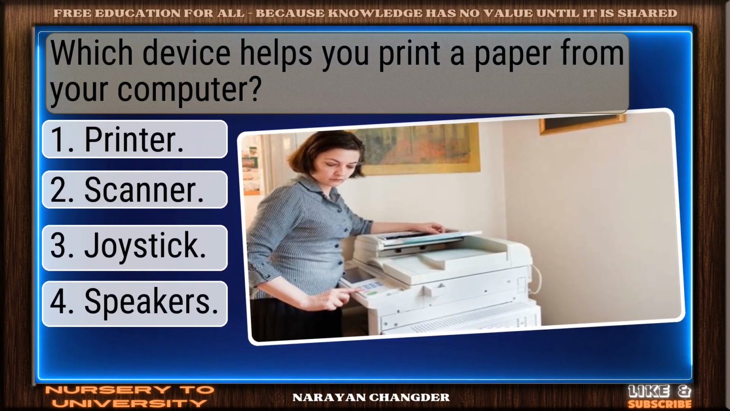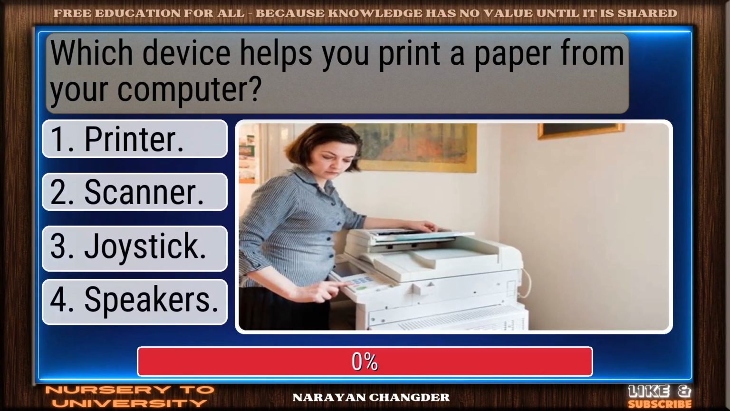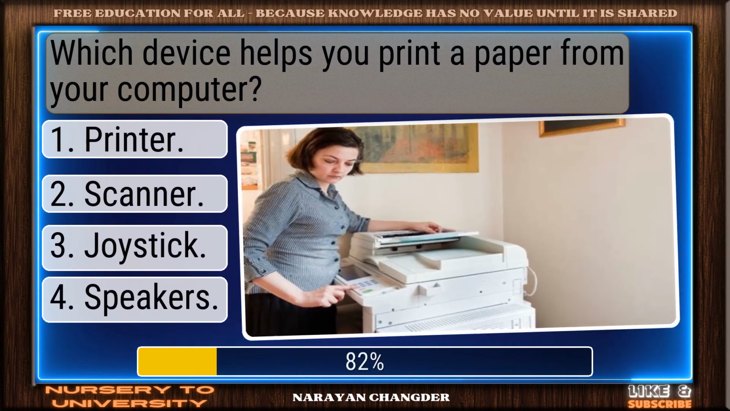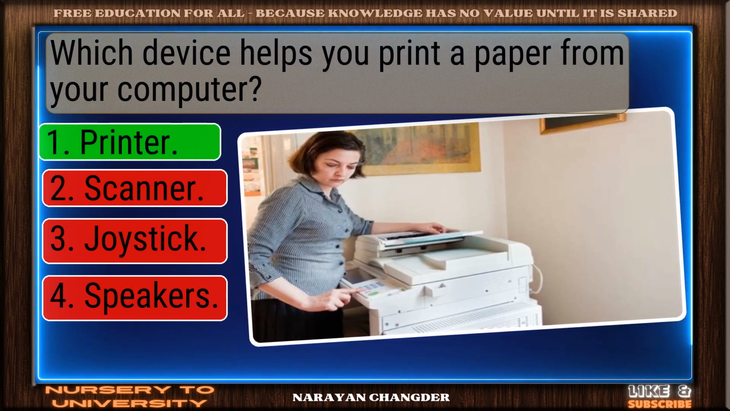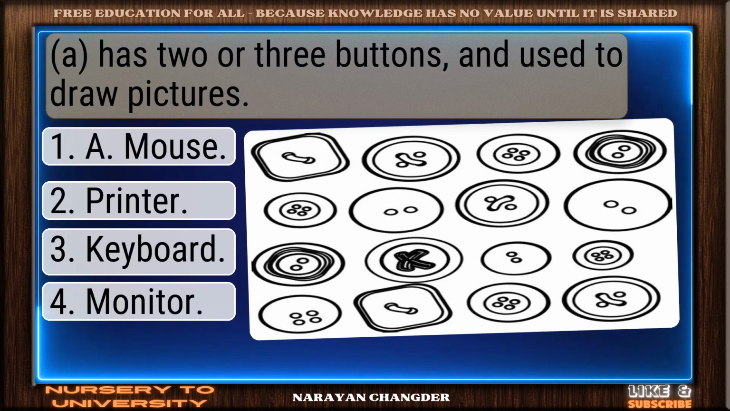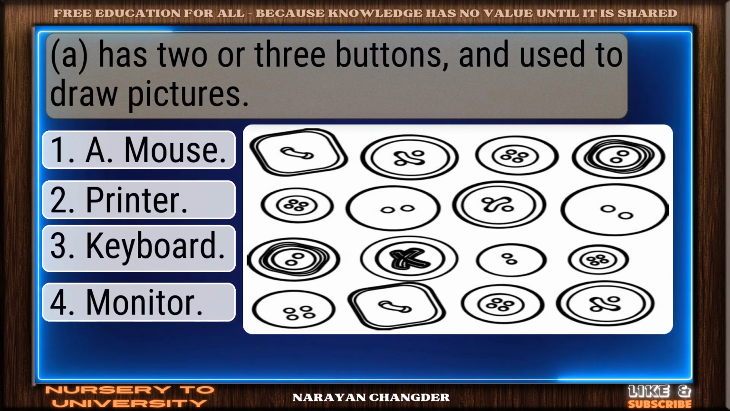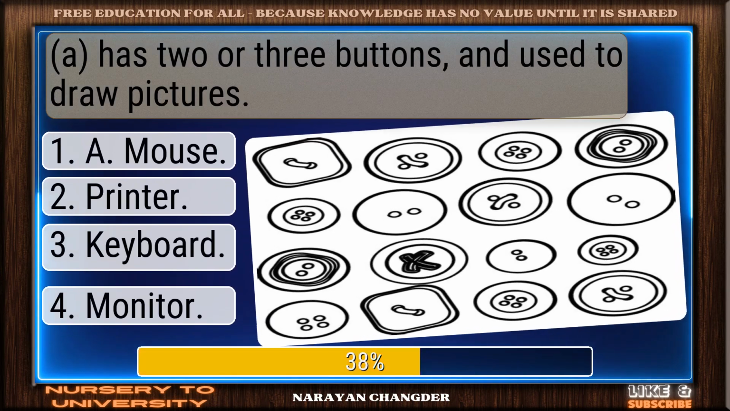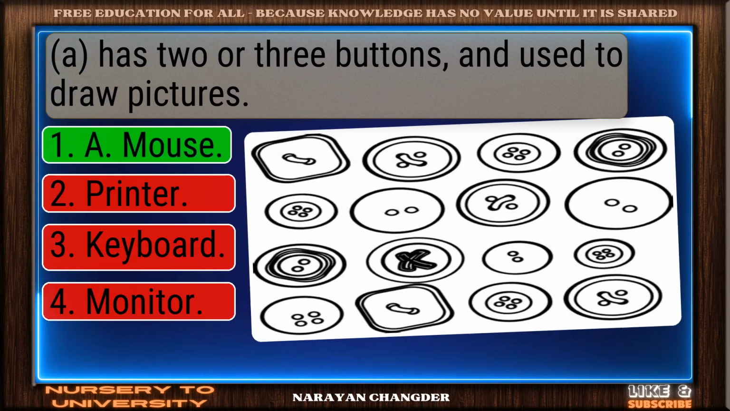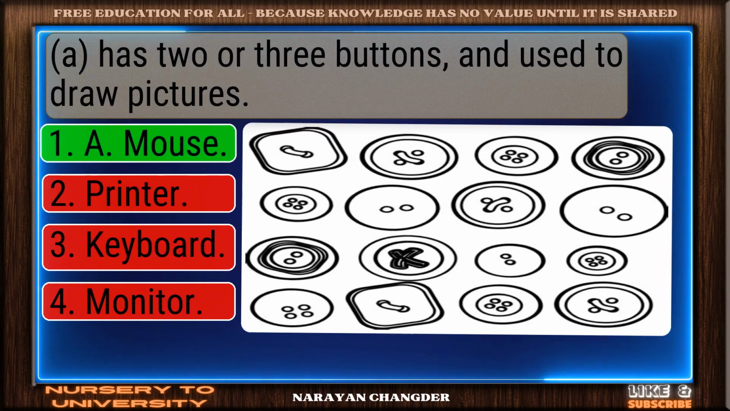Which device helps you print a paper from your computer? On track. Printer is correct. Has 2 or 3 buttons and used to draw pictures. Nicely done. A mouse is solid.